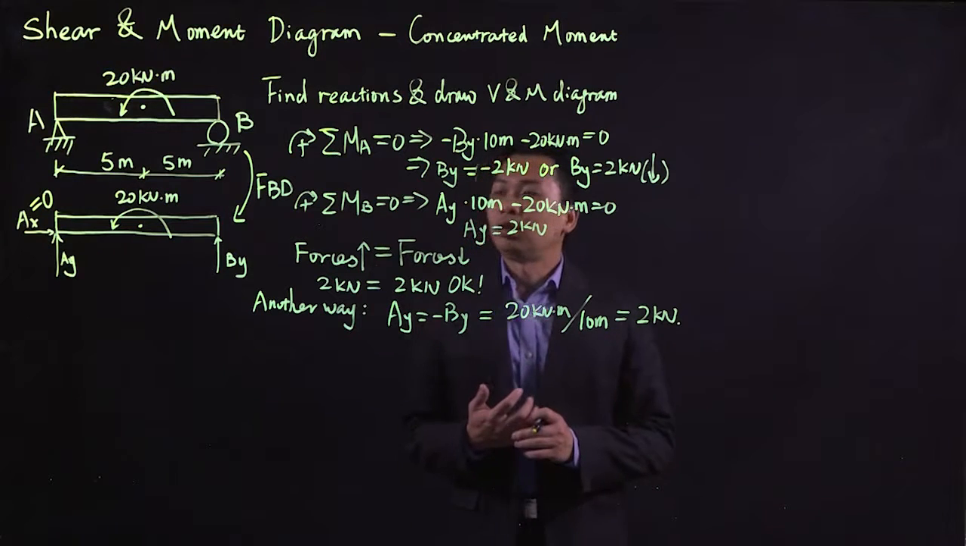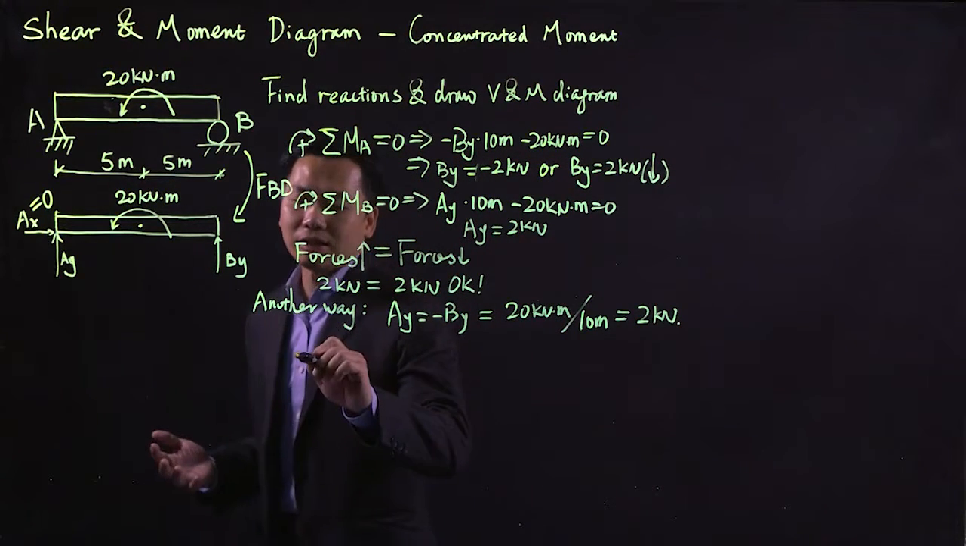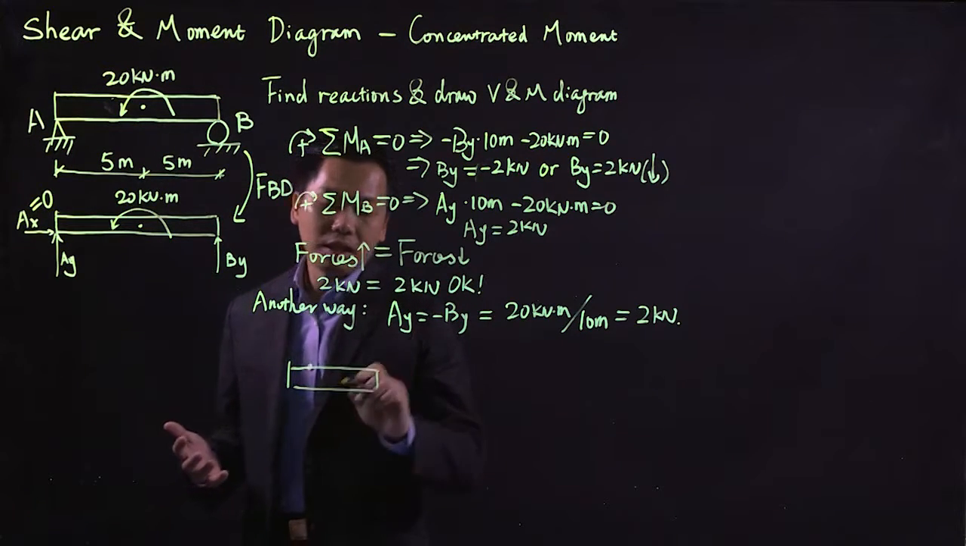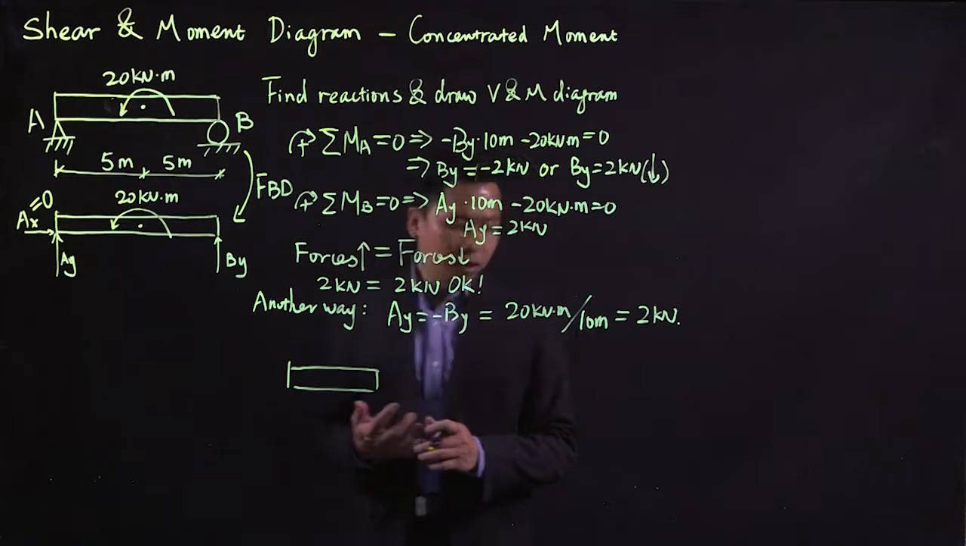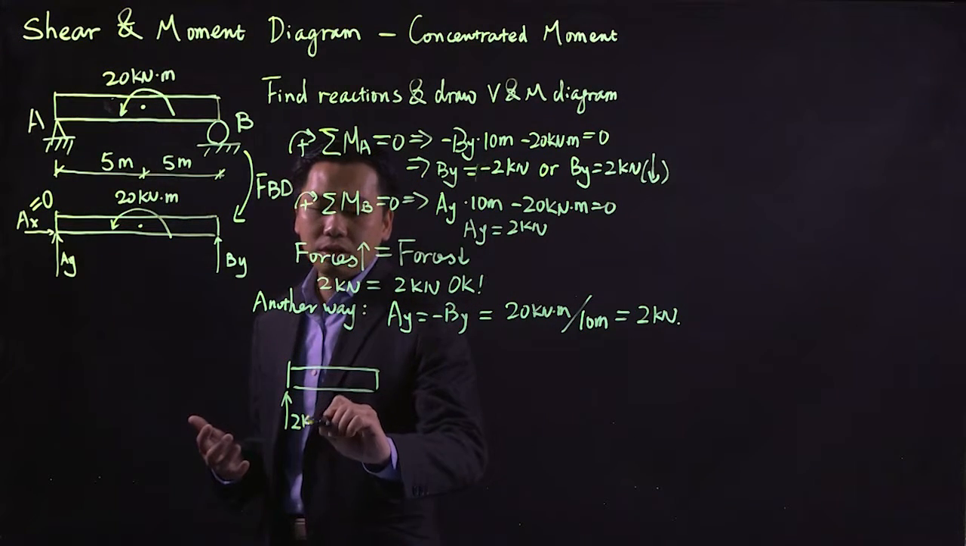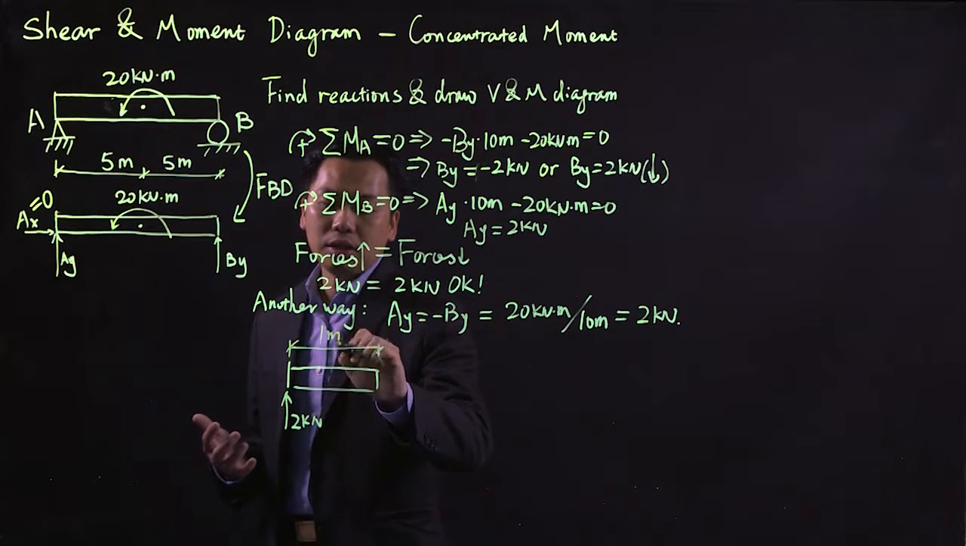And in order to find the shear and moment, we use our typical method. We cut the sections. For this case, let's cut the section at 1 meter. And we have AY equal to 2 kilonewtons, and this is 1 meter.